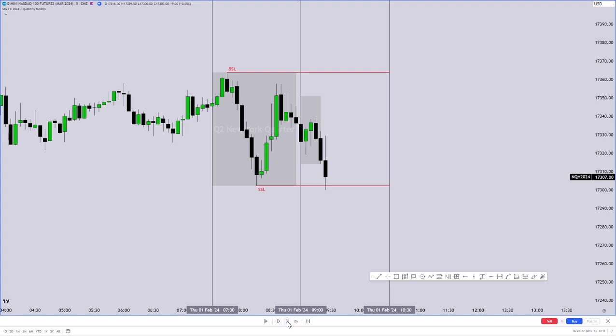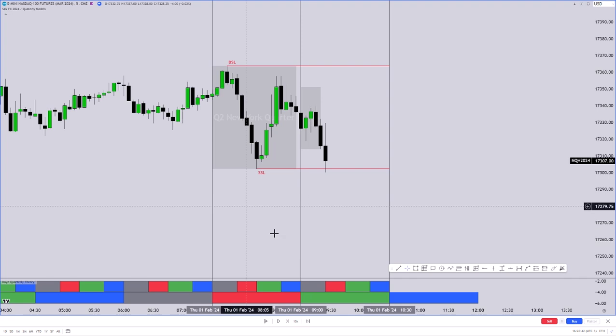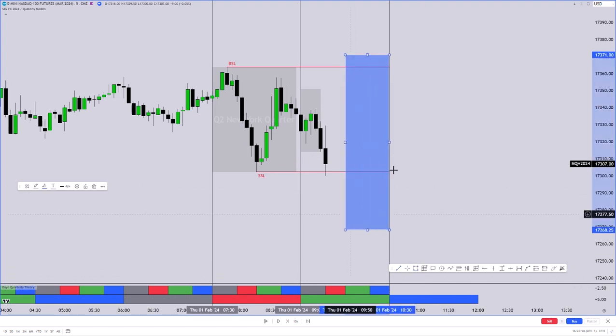Okay, let's see. So Q2 sweeps the low. So what are we looking for? We're looking for higher prices. If we can enable this, which is our quarterly indicator, which is free on TradingView, this range right here is specifically our dealing range. This is the only range in which we're going to be looking to take trades for higher prices.